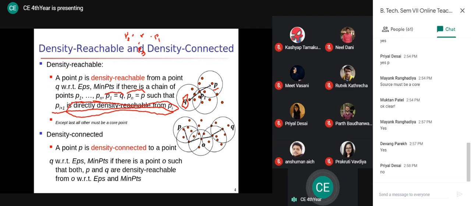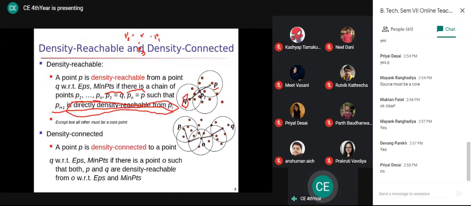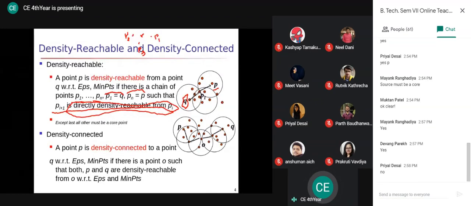So add up all the points inside the boundary, however many there are. If it is greater than or equal to min points, then you can say they are directly density reachable. Whichever points are within the boundary. But if the sum is less than min points, then we will say they are not directly density reachable from the center point. Why? Because the center point itself is not a core point. Fine? Easy? Directly density reachable.